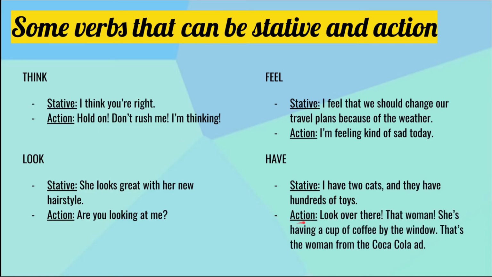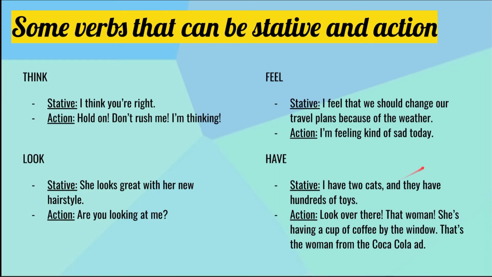Whereas an action, look over there, that woman, she's having a cup of coffee by the window. That's the woman from the Coca-Cola ad. Here, have means to drink. She's having a cup of coffee, she's drinking a cup of coffee. Here, have is an action, so you can use it in continuous form.